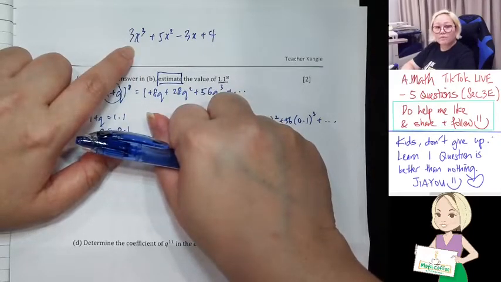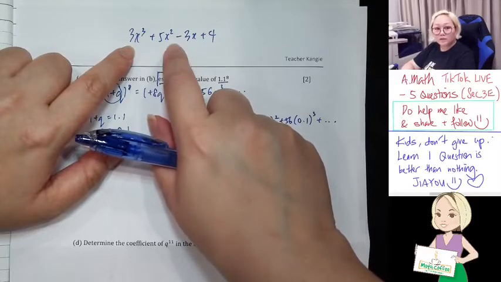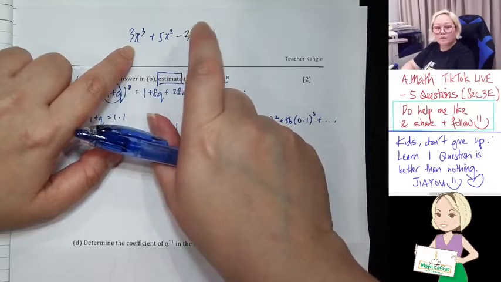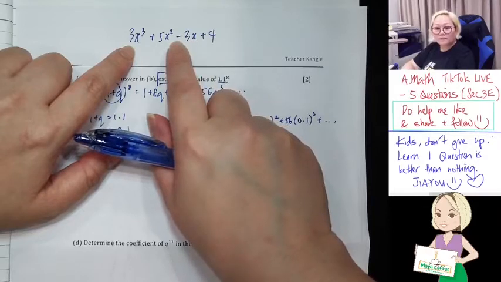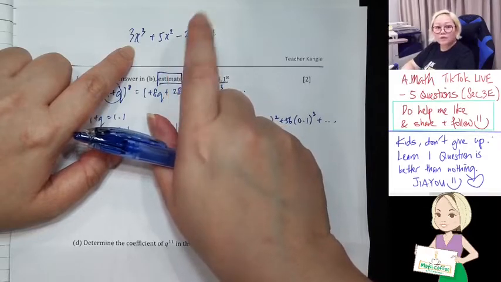Coefficient is the number in front of whatever you are interested in. So what is the coefficient of x? Negative 3. What is the coefficient of the constant? 4.